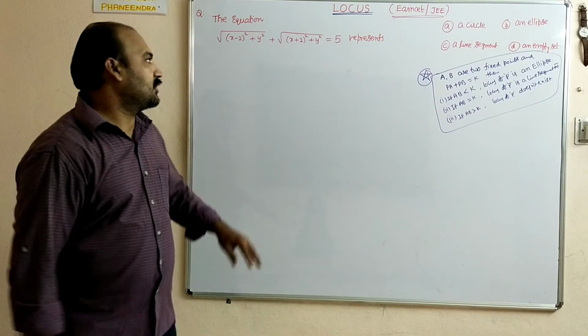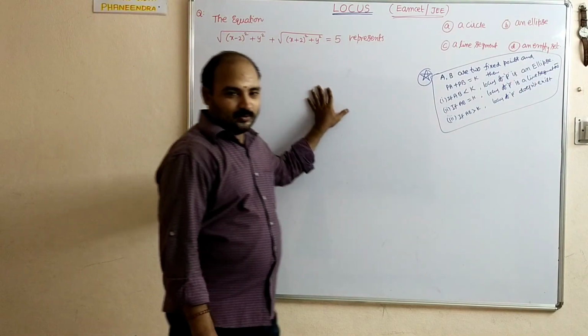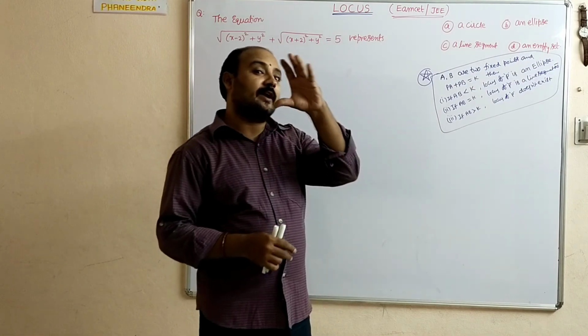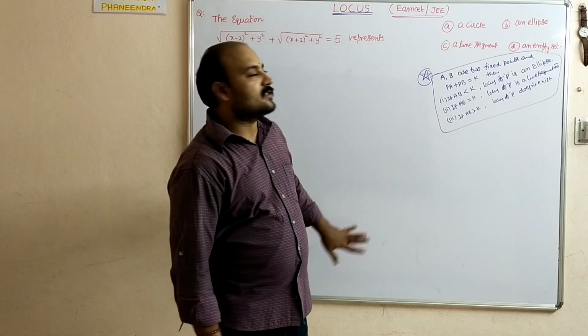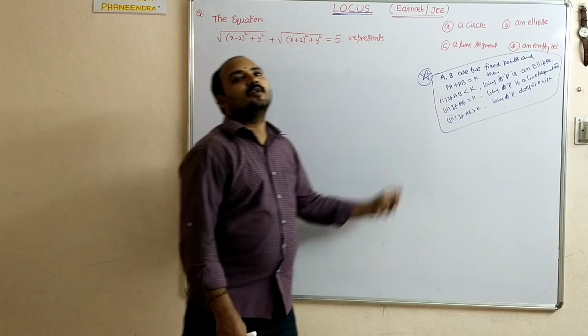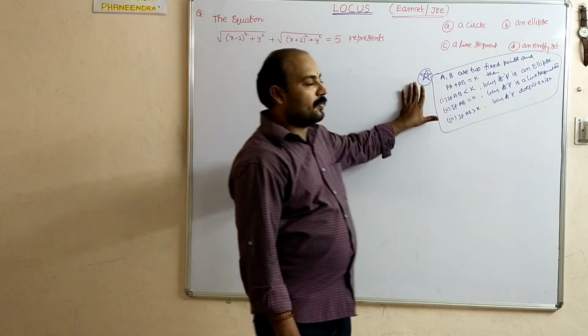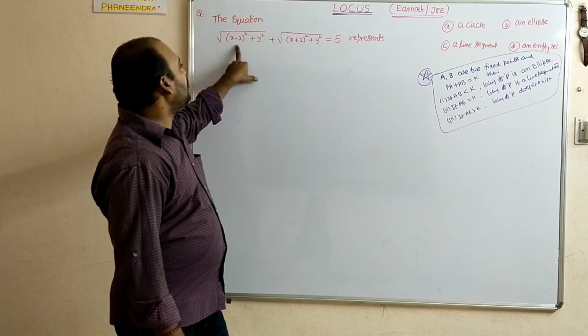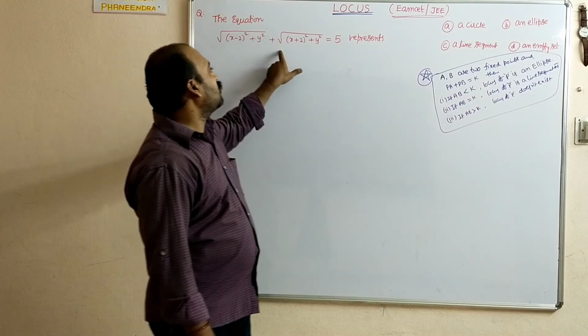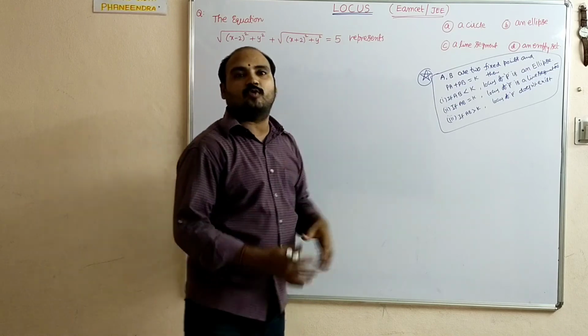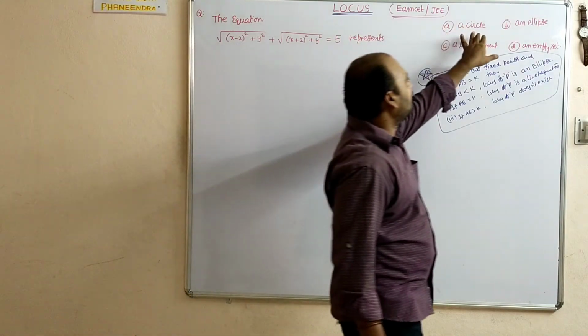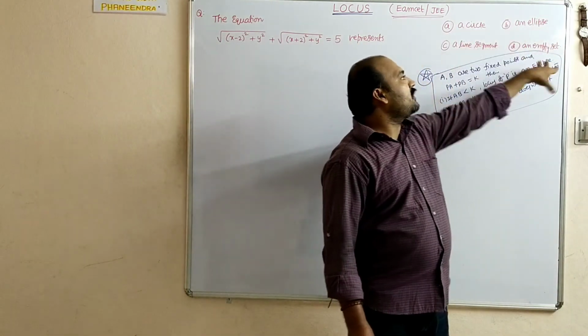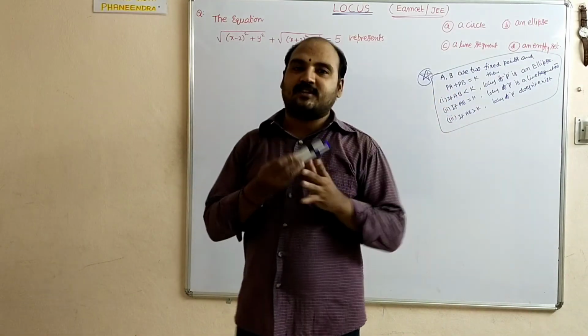See the next question. This question belongs to yesterday's. We discussed 9 cases. Out of 9 cases, it is the 5th case. This formula we are going to apply. I already wrote that. The equation square root of (x minus 2) whole square plus y square plus root of (x plus 2) whole square plus y square equal to 5 represents a circle, an ellipse, a line segment, or an empty set. Empty set means does not exist anything.